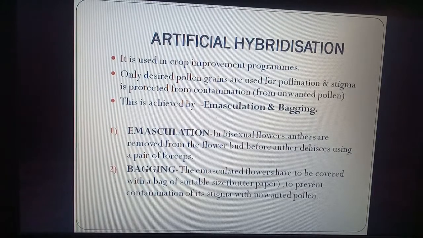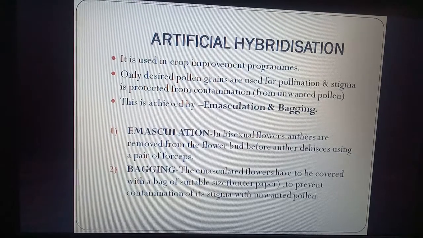So emasculation is the process of removal of anthers from a bisexual flower. In a bisexual flower, we know that both the sex organs are present. So anthers are removed from the flower bud before the anther dehisces or opens, using a pair of forceps. The anther is removed so that the pollen grain does not land on the stigma of the same flower.